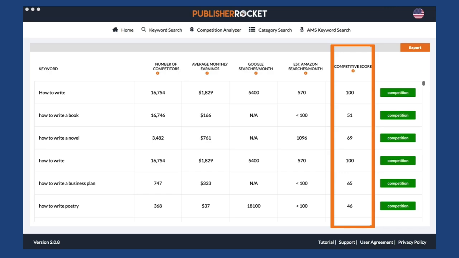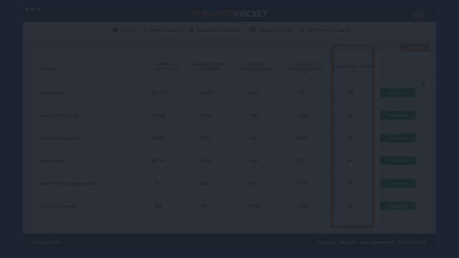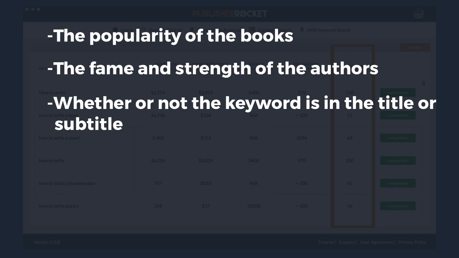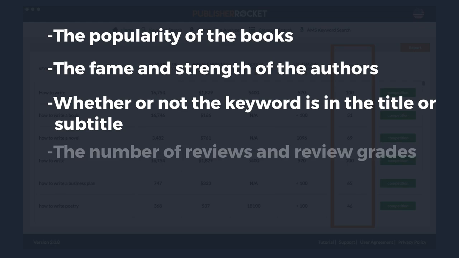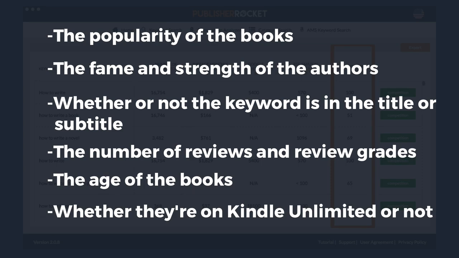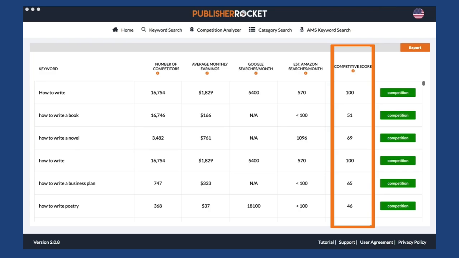It analyzes the top 5 books that show up for that keyword and uses things like the popularity of the books, the fame and strength of the authors, whether or not the keywords are in the title or subtitle, the number of reviews and review grades, the age of the books, whether or not they're on Kindle Unlimited, and more. So what's a good number?